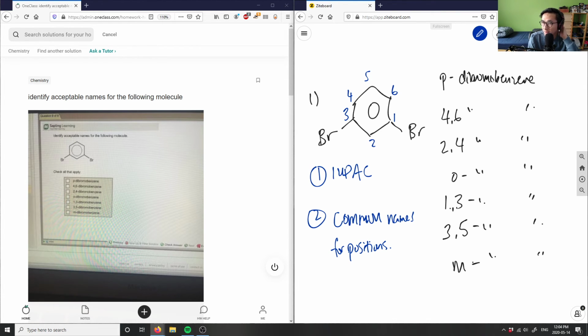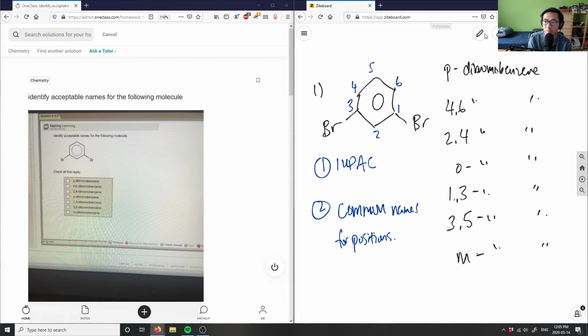If I were to use IUPAC, I would get one name. I have a bromine on 1 and a bromine on 3. So this is 1,3-dibromobenzene, which means this name here is correct. 1,3-dibromobenzene is an acceptable name for this molecule. That was the IUPAC name. However, we also want the common name for the positions, right?